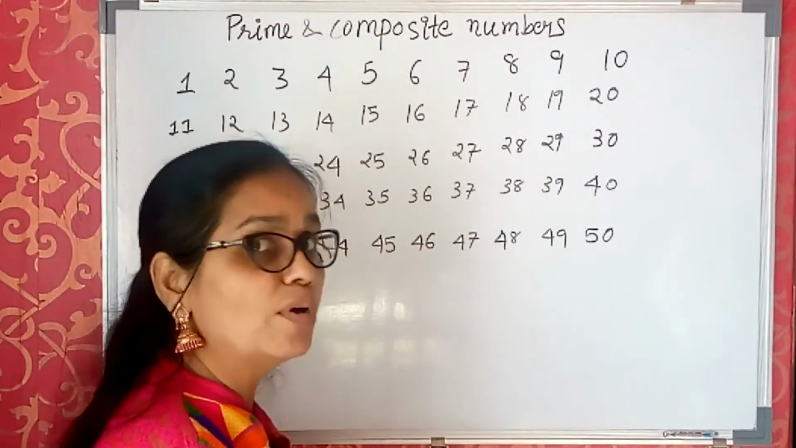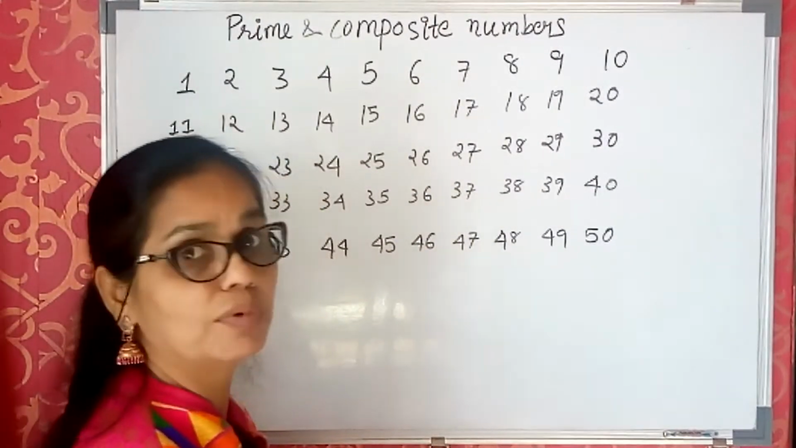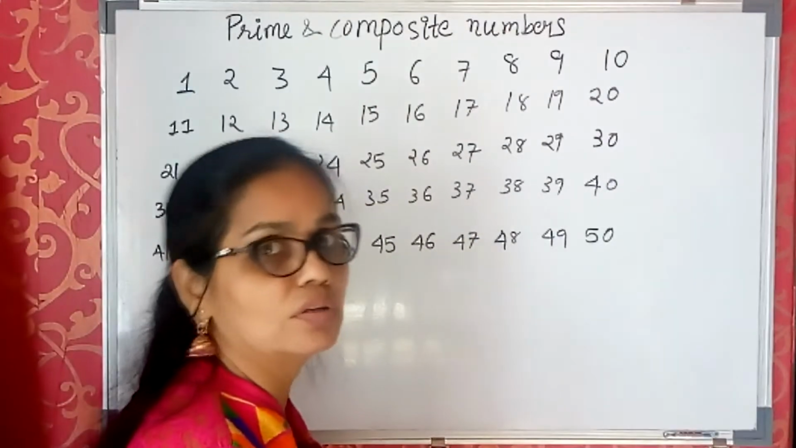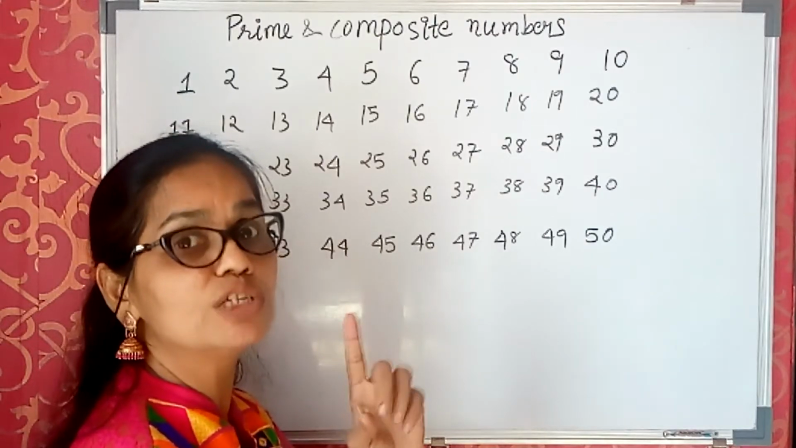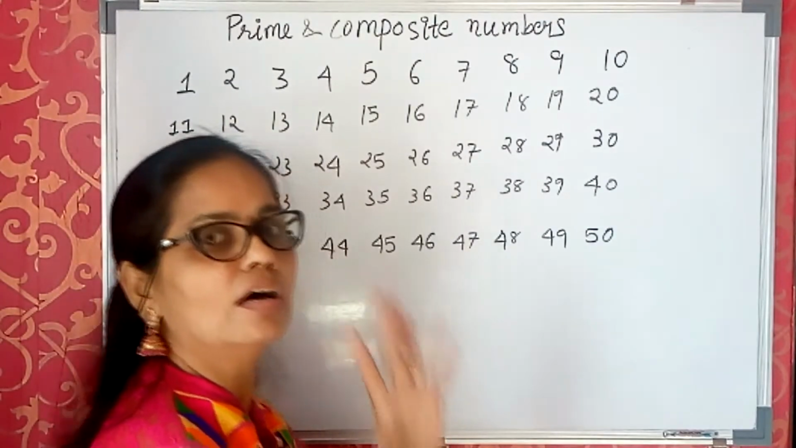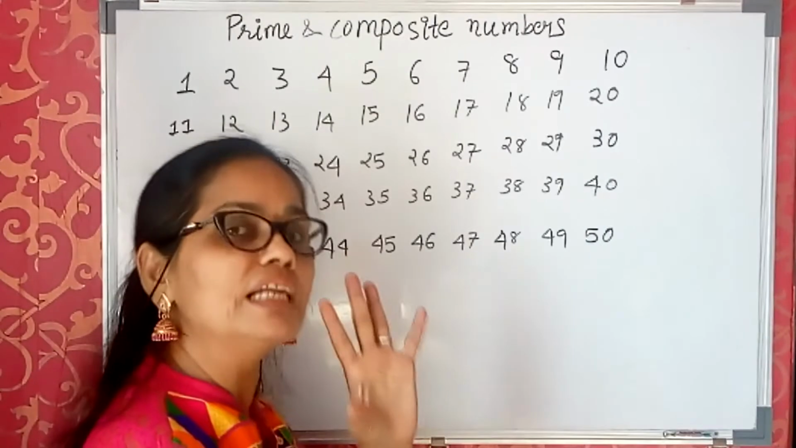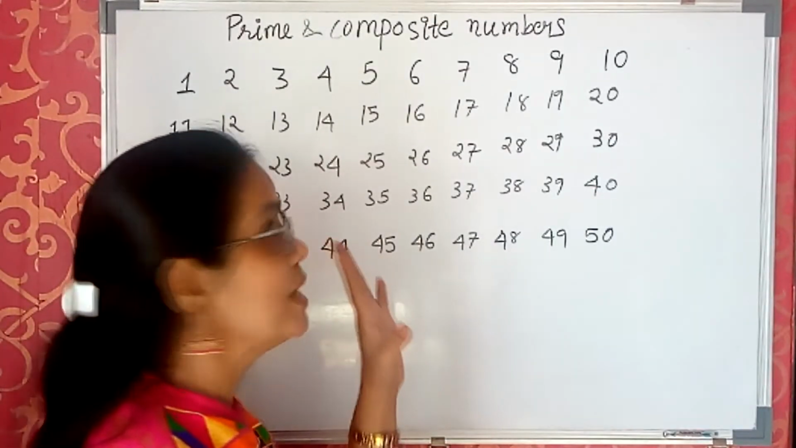Let's discuss prime and composite numbers. These are also very important. Once you know the prime and composite numbers, it is very easy to factorize the number for HCF and LCM. So just pay attention here.